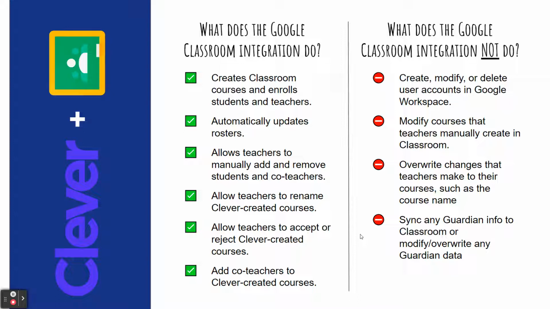So let's talk about what Google Classroom integration with Clever does not do. It will never create, modify, or delete user accounts in Google. It will not modify courses that you have manually created yourself. It has no access to that. It will not overwrite changes that you have made to the courses, such as the course name, and it will never sync Guardian data. So those are just a few things about the integration with Clever and Google Classroom.